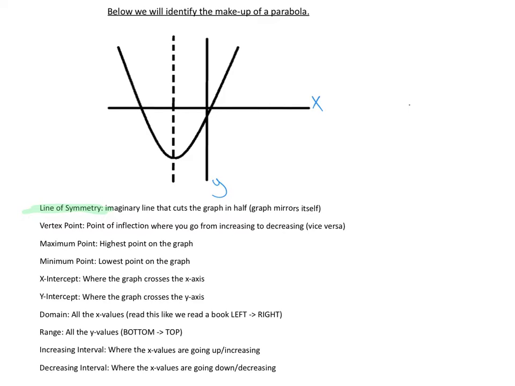First thing we're going to take a look at is the line of symmetry. It is that imaginary line that is going to cut the graph in half. So if you would flip the graph over that line, it would be mirrored onto itself. So here you can see that this dashed line that we have here is going to be our line of symmetry in this parabola.